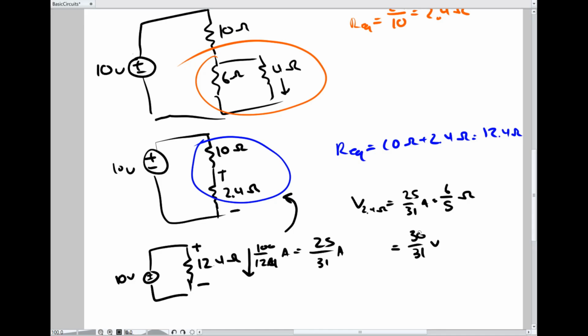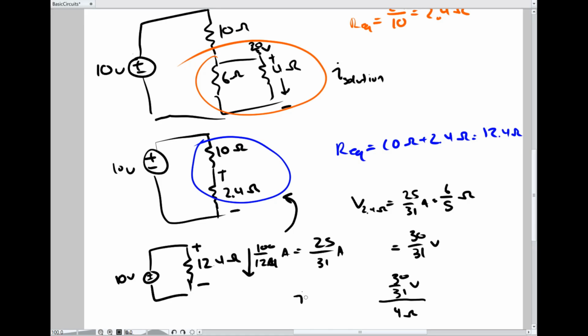Trying to see if that makes sense. I mean, yeah, it seems to make sense. And then we do current. We then say, okay, now we have 30 over 31 volts here. So now we apply Ohm's law again to find this current. And this current is then 30 over 31 volts divided by 4 ohms. So let's call this the current I'm trying to solve for, current solution.